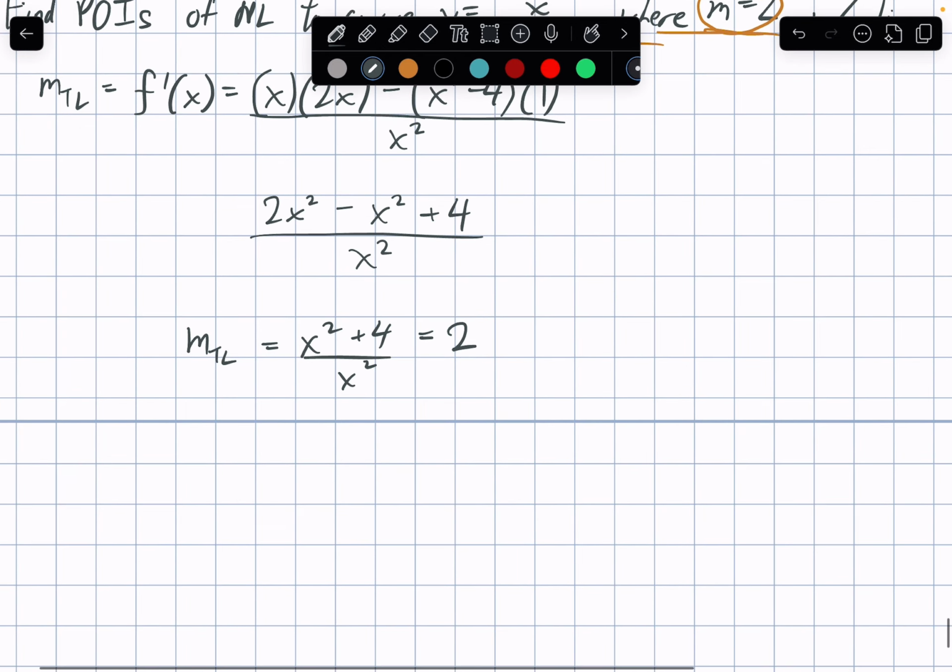And from there, let's try to find x. We'll multiply both sides by x squared. Then we'll have 2x squared. x squared equals 4. x is equal to plus or minus 2.